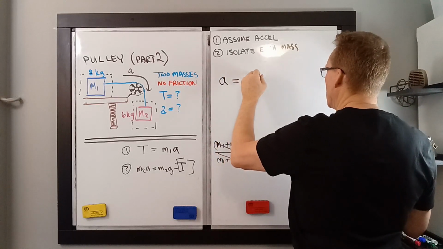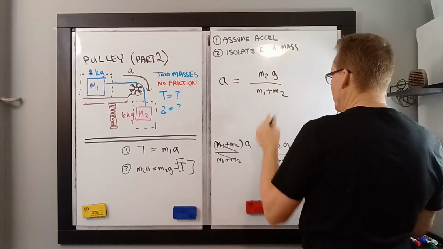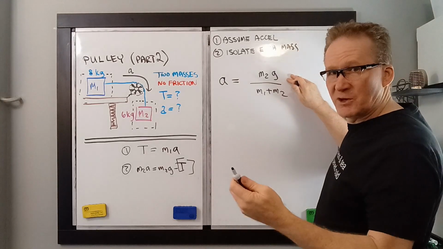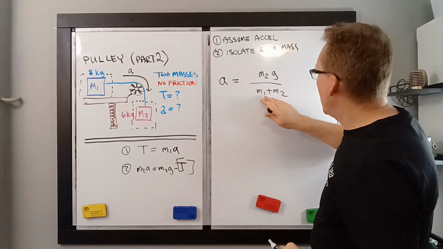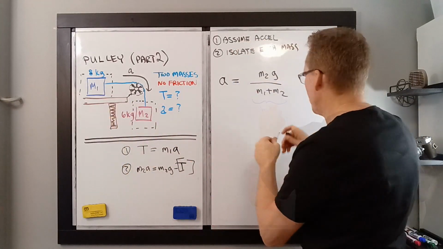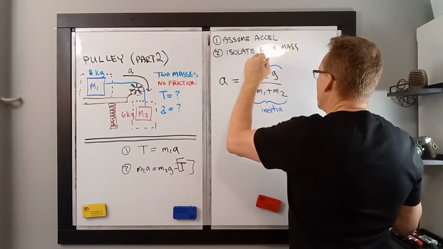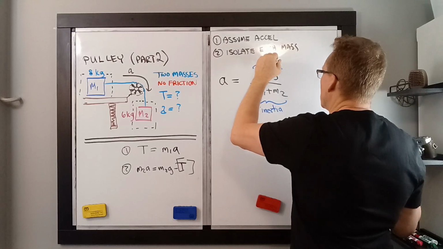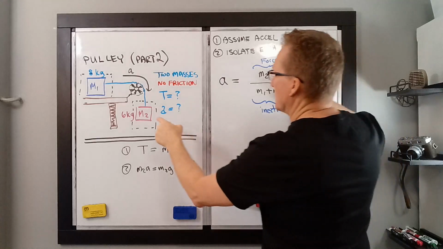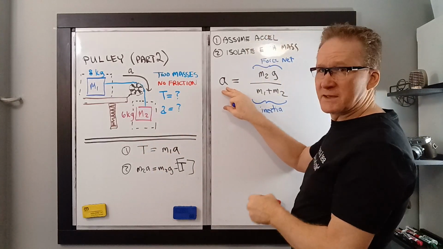Acceleration is equal to m2g over m1 plus m2. Let's erase this just for clearness of mind. Notice again, just like in the previous problem that I did in part 1, here we have the total mass, m1 plus m2, that's the total mass of the system, or you can call it the total inertia of the system, and this here is the total net force, because the only force acting on it really is m2g. So the total force divided by the total inertia will give you the acceleration of the system.